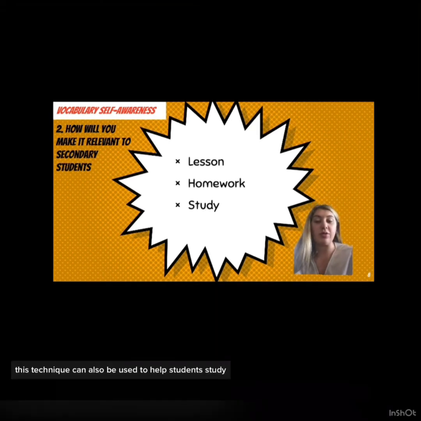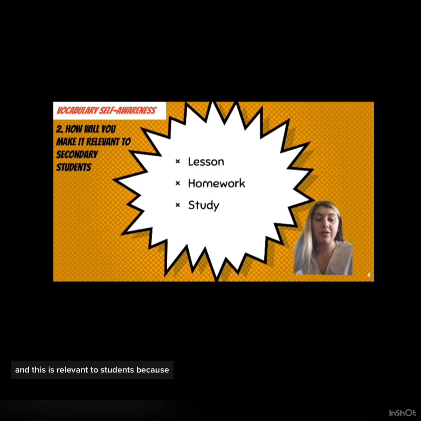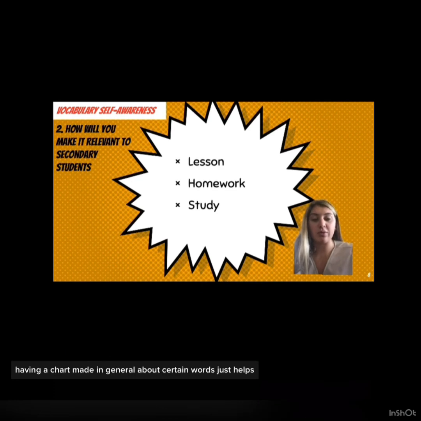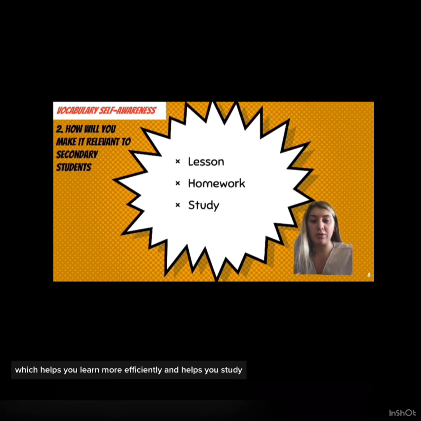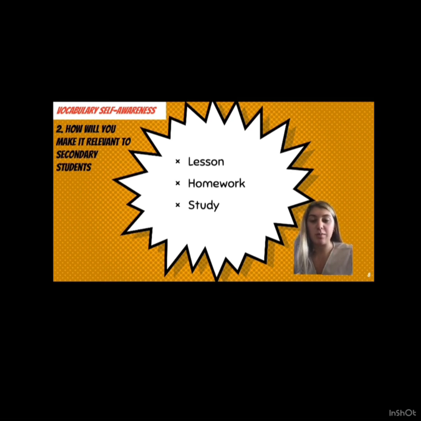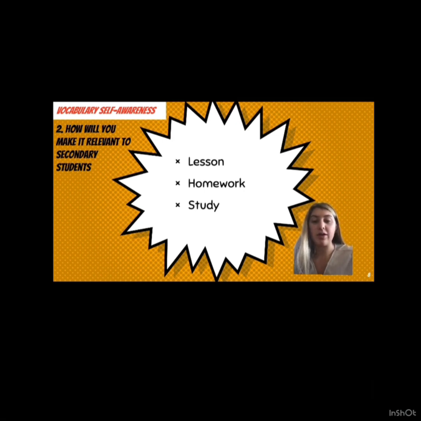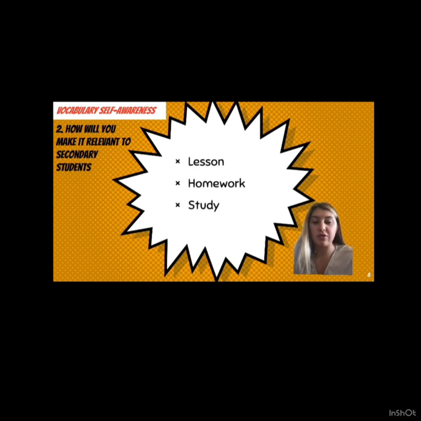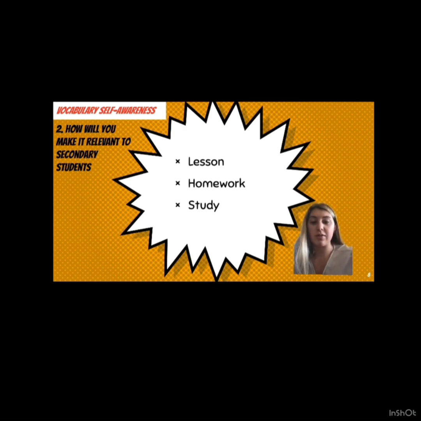This technique can also be used to help students study certain vocabulary words. And this is relevant to students because having a chart made in general about certain words just helps rekindle your memory about certain things, which helps you learn more efficiently and helps you study words. And the studying portion goes beyond the assignment or lesson or homework. It helps them find a technique that can help them study for anything in the future. So this is a long-term technique that students can use if they like it.